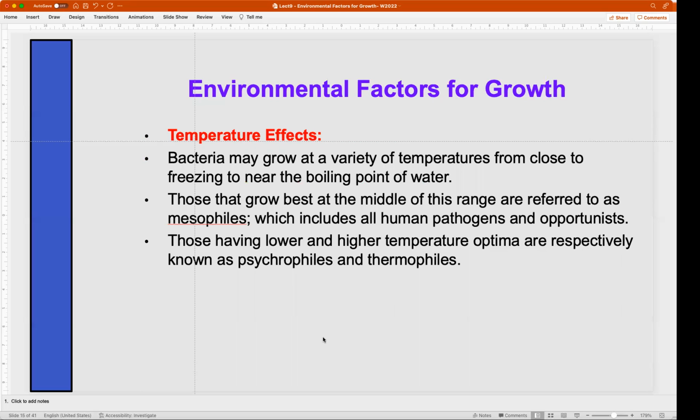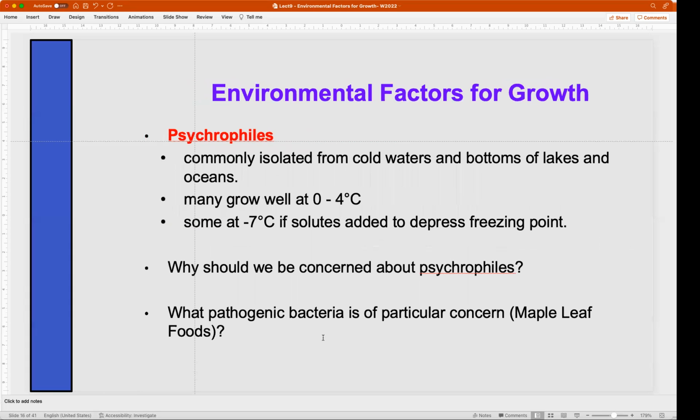I have here bacteria grow at a variety of temperatures, but it's also fungus as well. And I'm just repeating stuff here. There's organisms that grow close to freezing temperatures, meso temperatures, and thermophiles as well. Psychrophiles, isolated from the bottom of a cold lake, maybe anywhere from 0 degrees to 4 degrees.